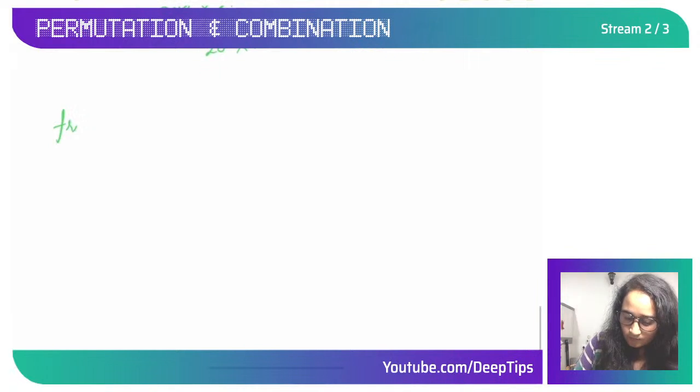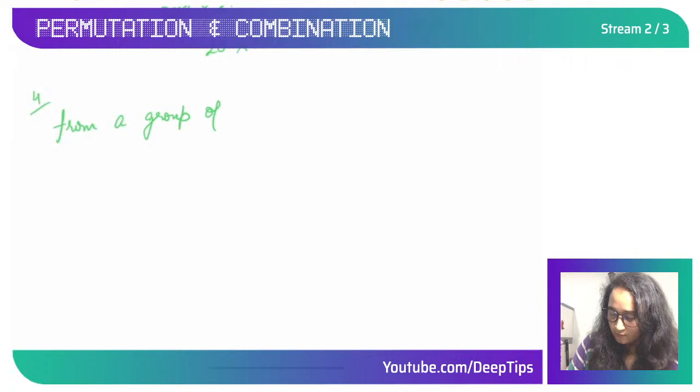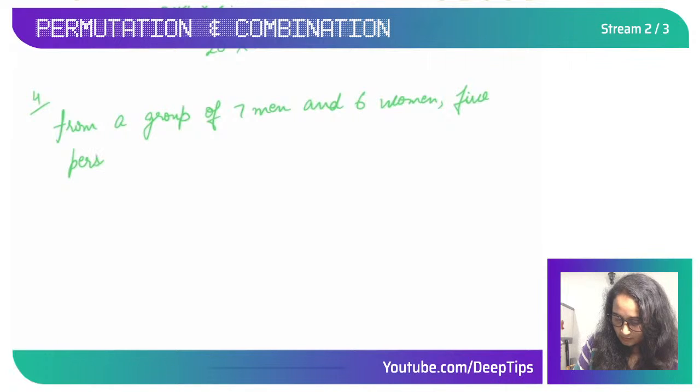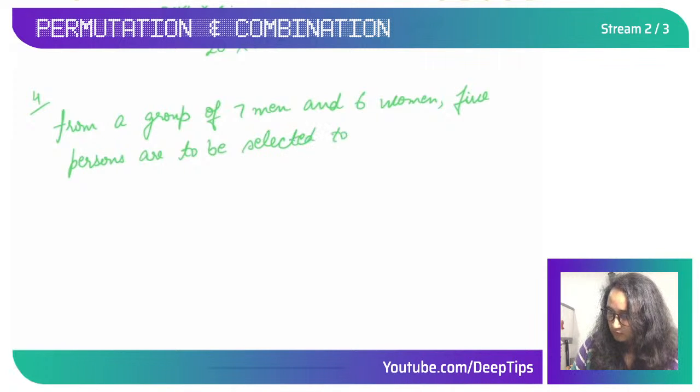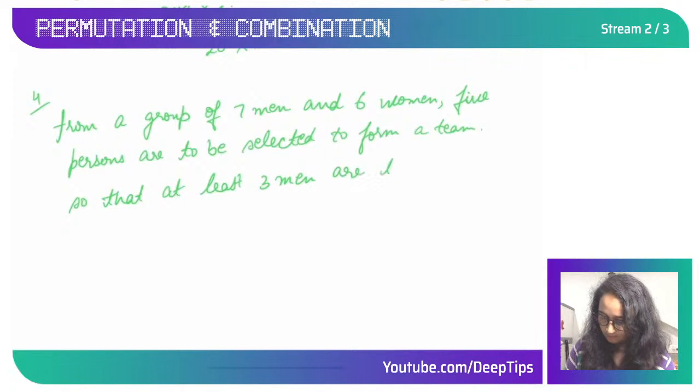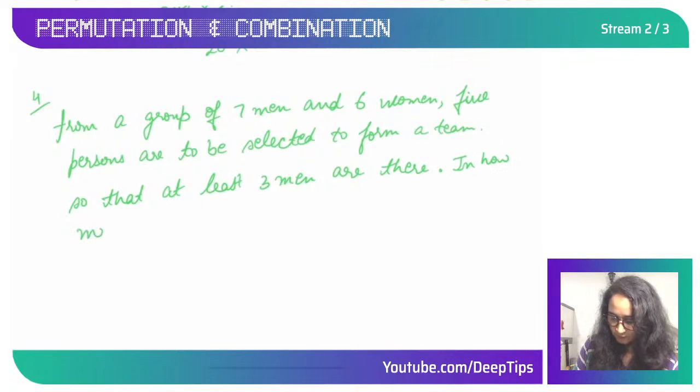This is my question number 4, I guess. From a group of 7 men and 6 women, 5 persons are to be selected to form a team or a committee, so that, now read the condition carefully, at least 3 men are there. Then in how many ways can we do that?